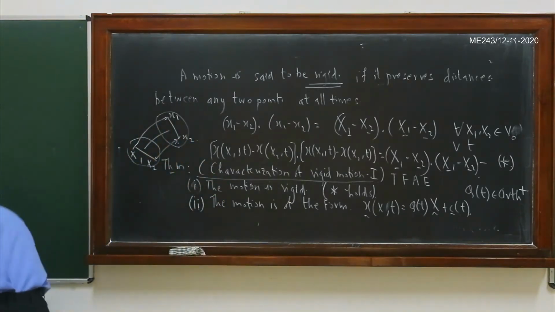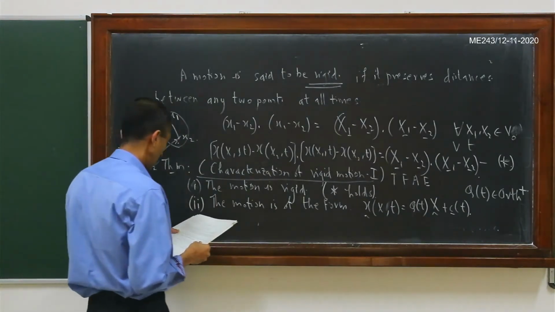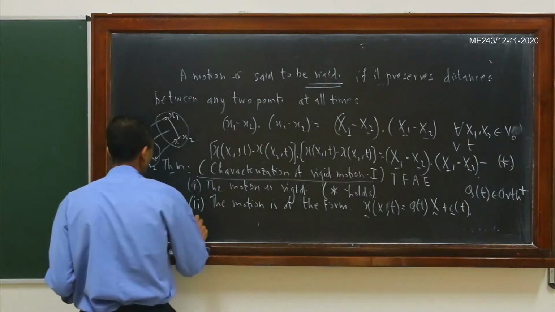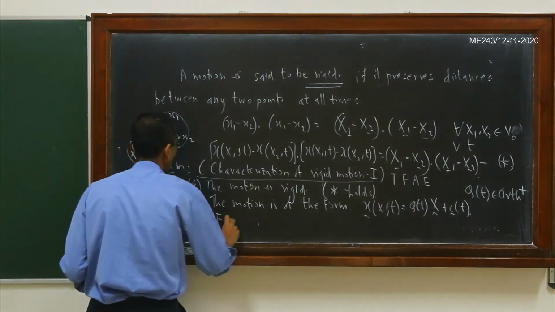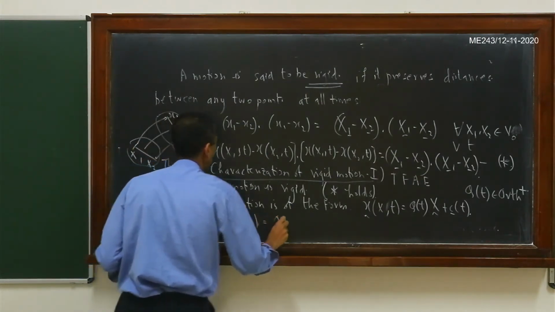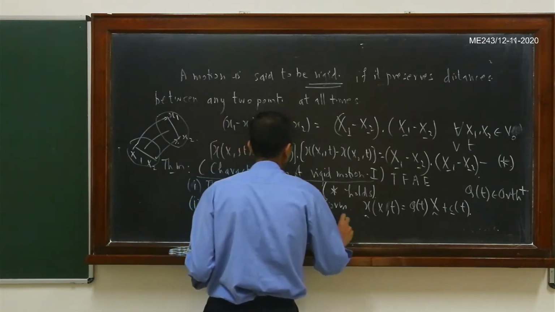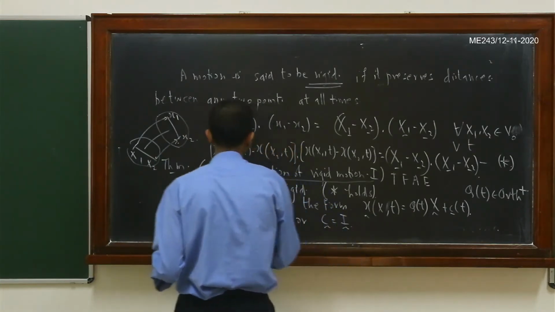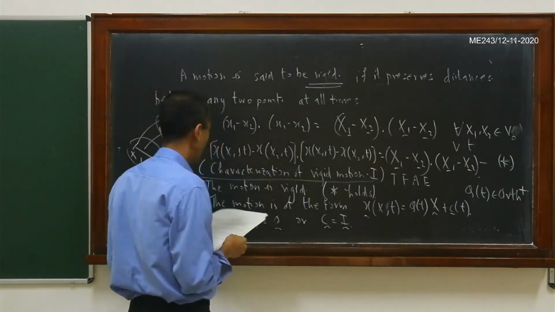And then we can link it to the strain tensor also. So that is the third statement now. That is E of x comma t is equal to 0, or alternatively, C is equal to the identity tensor, because E is half of C minus I. So if E is equal to 0, then C is equal to the identity tensor.